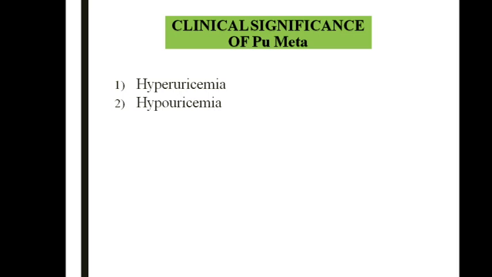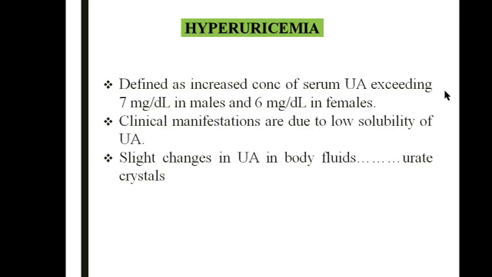Hyperuricemia means increased uric acid levels, and decreased uric acid levels we call hypouricemia. Now, what is the normal blood range of uric acid? In males it is 3 to 7 milligram per deciliter, and in females it is 2 to 6 milligram per deciliter. Hyperuricemia is defined as increased concentration of serum uric acid exceeding 7 milligram per deciliter in males and 6 milligram per deciliter in females.